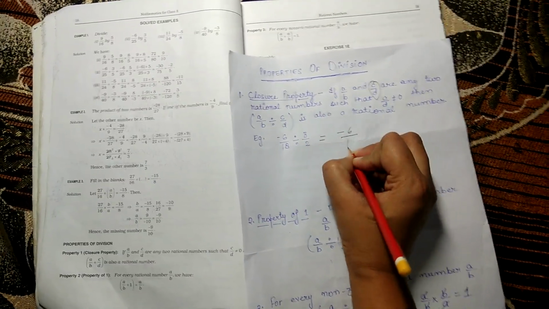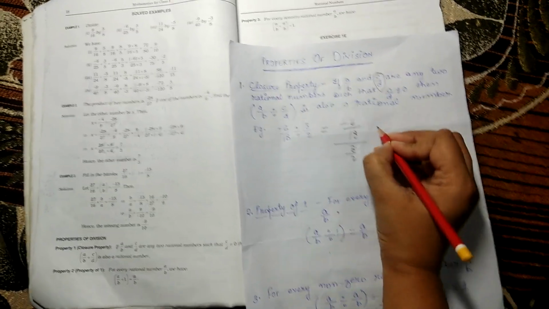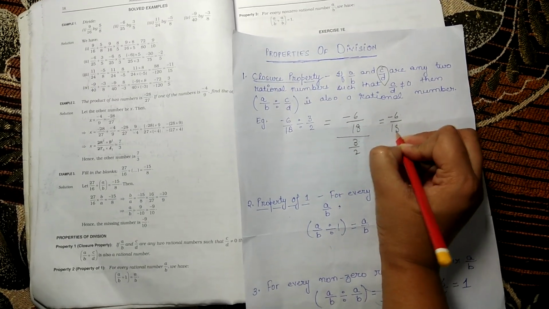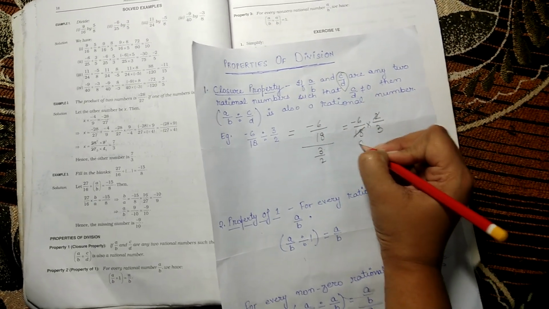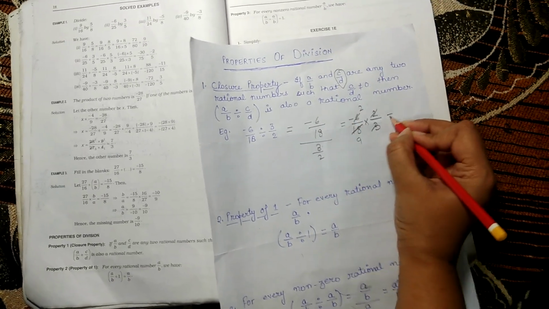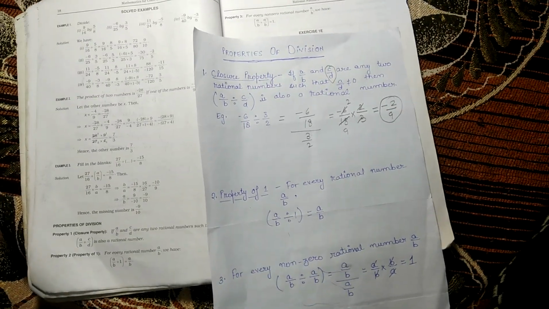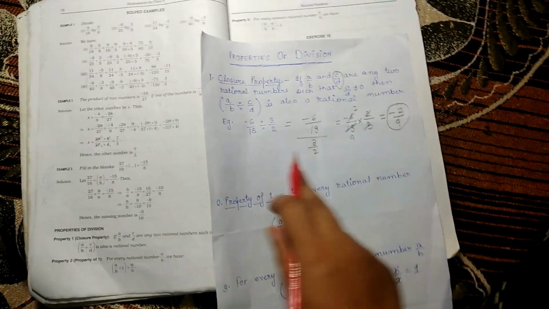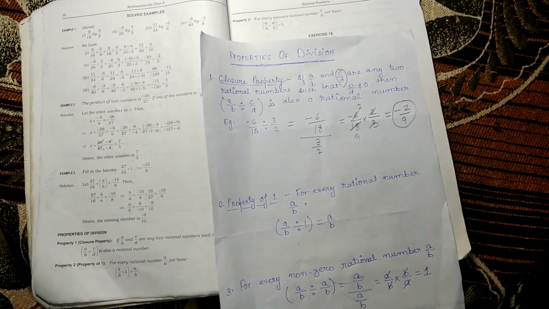Minus 6 by 18 and 3 by 2, these are the two rational numbers. Clear? So minus 6 by 18 multiplied by 2 by 3. 2 goes into 18, 9 times, and 3 goes into 6, 2 times. So the answer will be minus 2 by 9, and it is also a rational number. So whatever the property says, the example verifies it. Clear?